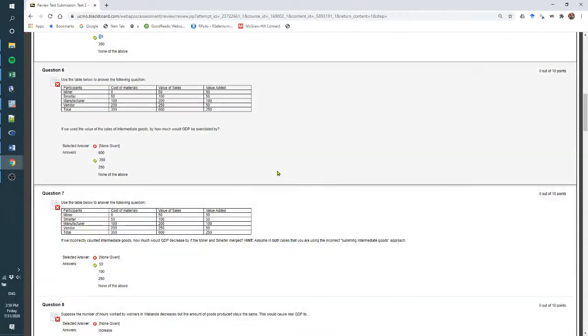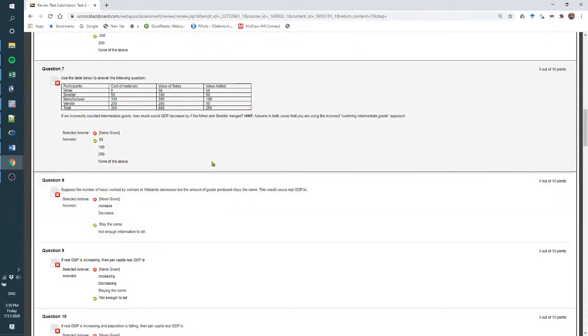Next question. If we use the value of sales of intermediate goods, by how much would GDP be overstated? All right, well, first all we have to do is add up all of the value of sales for the intermediate goods, and if my math is correct, we would get 600. But the good actually sold to the final user for 250, because that goes from the vendor. So we just take 600 and subtract from it 250, and that gives us 350.